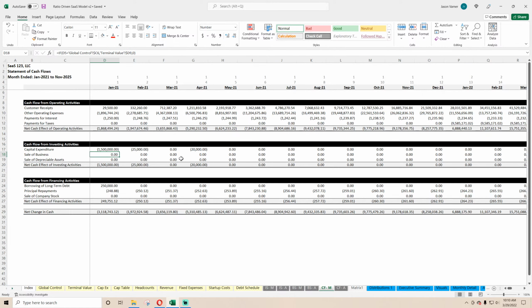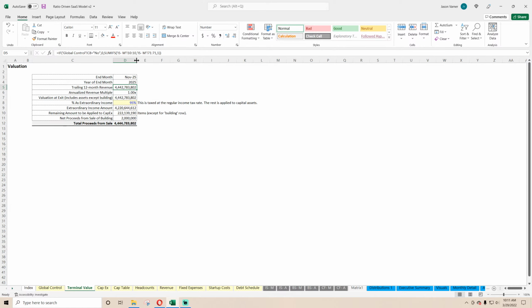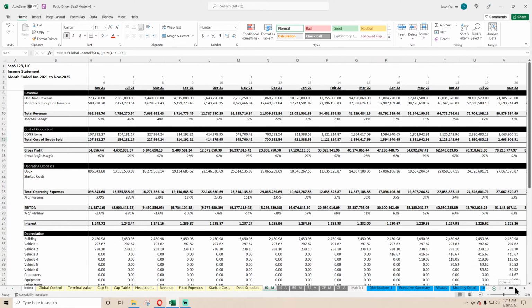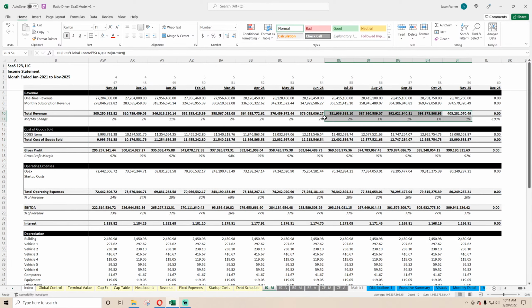All right, sale of the business. So let's do this. So terminal value D9. Got that here. 12-month trailing revenue. That's going to be, it is 10. Row 10 is the correct one. So it'd be this figure here. So it should be pulling the last 12 months. So 3785. Oh wait, I did 10. 4,442,000,000.